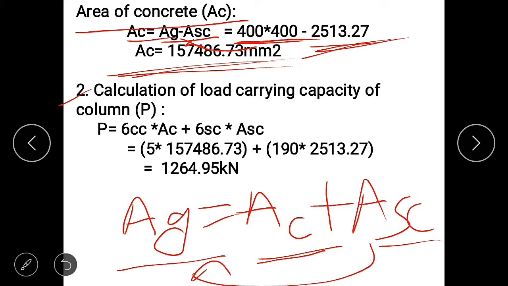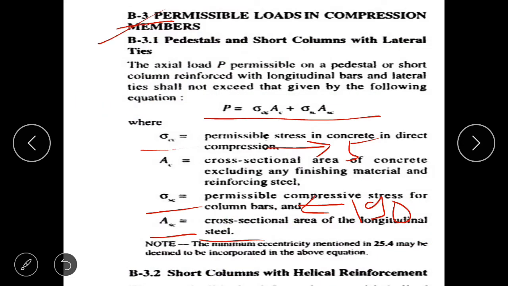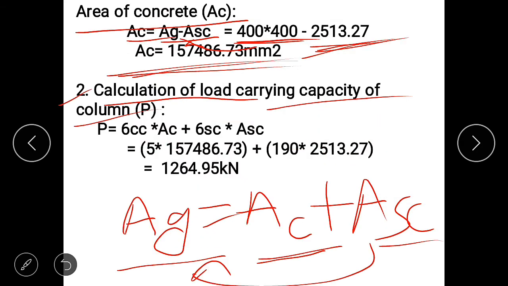Here we calculated AC, the area of concrete. Now we have to find the load carrying capacity of the column, P. This formula is given in IS code, clause B3, for a short column. The formula is sigma cc into AC plus sigma sc into ASC.